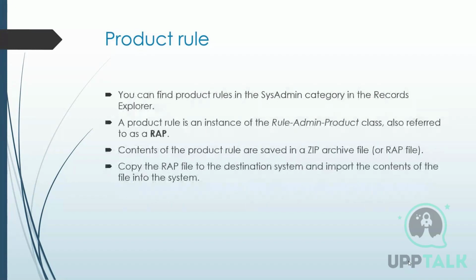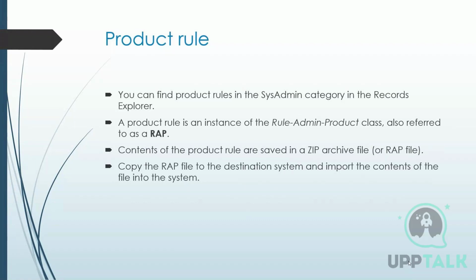So product rule is an extension of rule-admin-product. It's part of a class called rule-admin-product, and that's why we call it a wrap sometimes. You might have heard this between two Pega developers. They talk like this: boss, can you give me the wrap of your application? Which means, can you give me a backup?